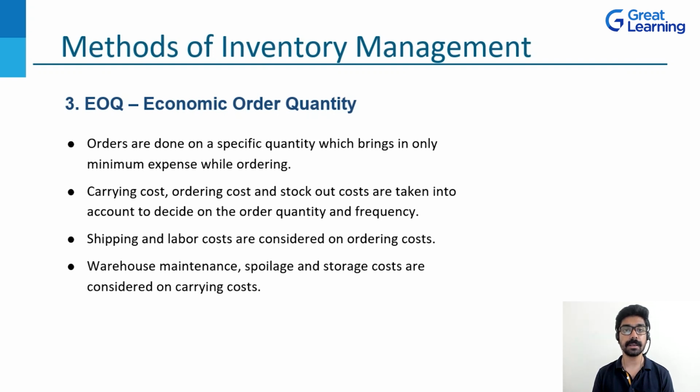But apart from that, we should be looking into various aspects as well. So that is exactly what we will be looking at: economic order quantity. In economic order quantity, orders are placed in a specific quantity which brings only minimum expense while ordering. So we should order in a specific quantity, maybe in bulk, maybe in huge quantities. If you order a few units, the price allotted for a single unit may be high. But if you buy in bulk, we will be able to get it at a cheaper price than buying in small quantities. So we should consider that as well.